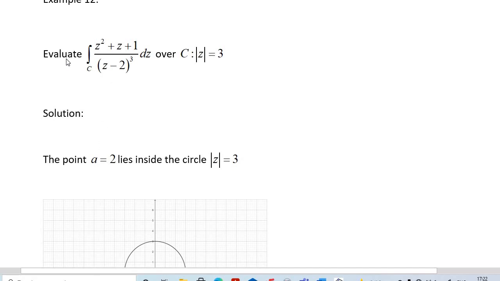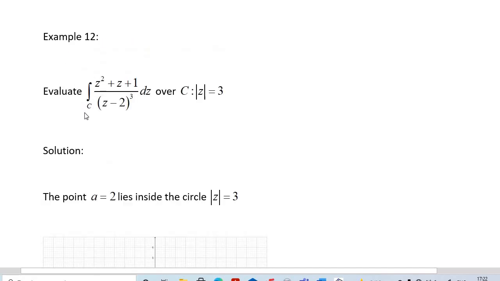So next question: evaluate integration over C of z square plus z plus 1 by (z minus 2) whole cubed dz over the contour |z| = 3. So here we have 3. That means 3 can be written as 2 plus 1. So n is 2, and we need f double dash of a.